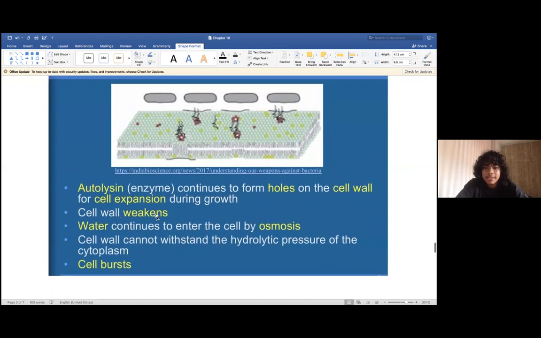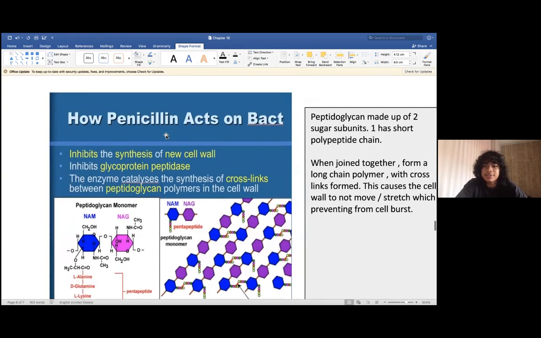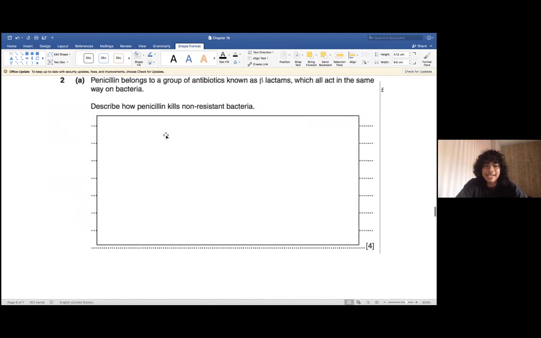the cell wall weakens because water enters the cell and it continues to expand and becomes weaker without the crosslinks. Water continues to enter the cell by osmosis, and then the cell wall cannot withstand the hydrostatic pressure, and then the cell bursts. So you got that.